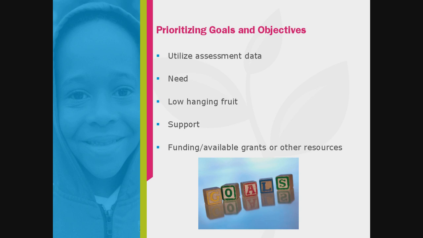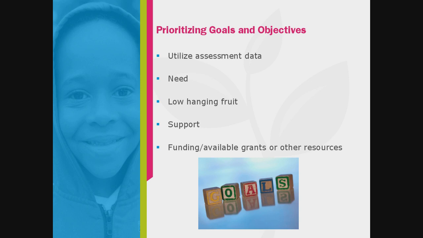So how might you create and prioritize goals and objectives? Based on your assessment data, you really want to start with that assessment data and those findings, which will highlight the need. You could write down all possible goals and objectives that your team would like to work on. From there, you can develop some criteria, and we'll go through some questions on the next slide, to see which ones may be low-hanging fruit or easier projects that won't take quite as long. You have all the support, you have the resources that you need.